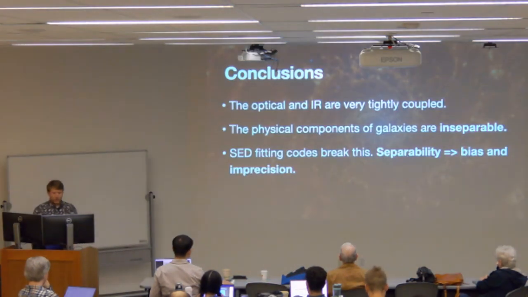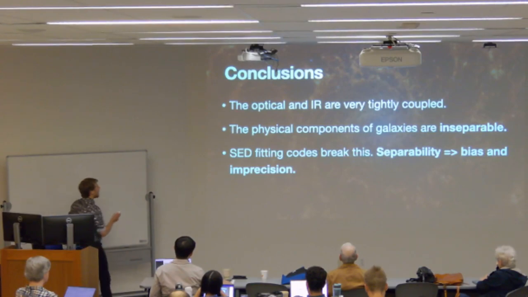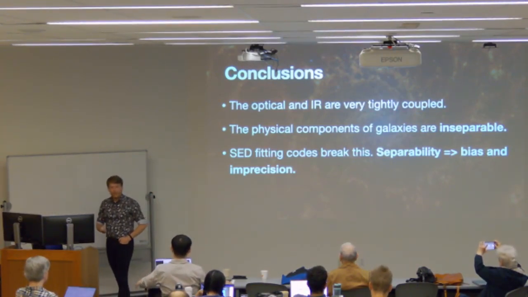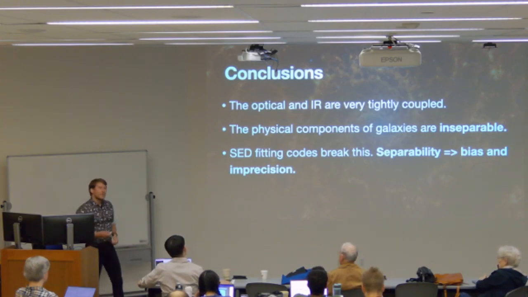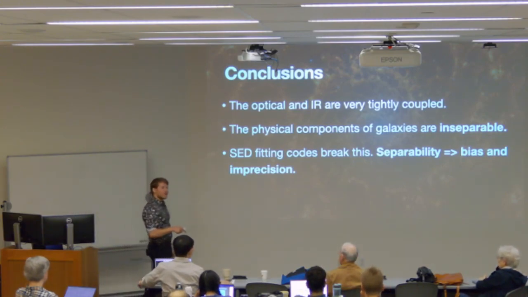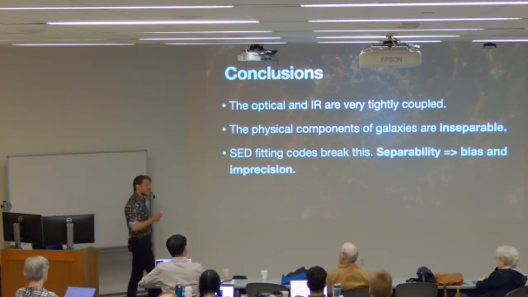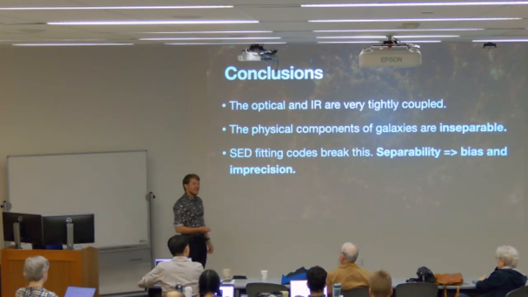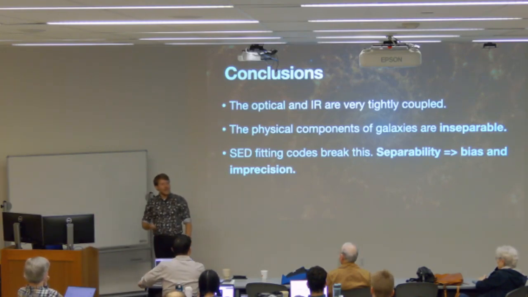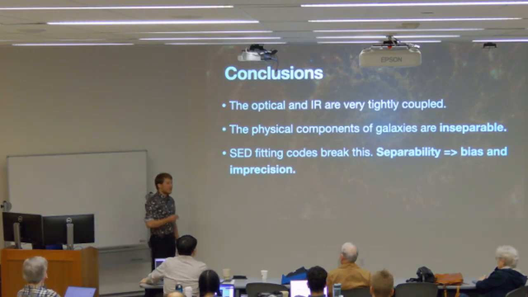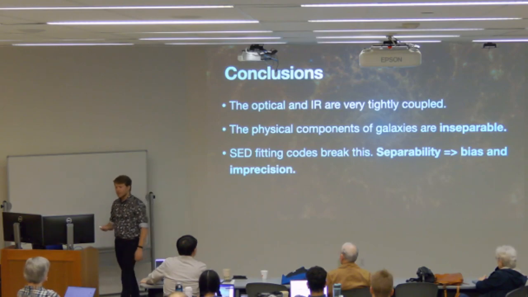So, to conclude on this, the optical and the IR are very, very tightly coupled. It's really important, and the reason why that's so important is that it tells you that the physical components of the galaxy are very, very tightly coupled as well. This is really important because there is not a single SED fitting code in the world that does not break this assumption, and that leads to imprecision and biases in the inferred parameters that you get from SED fitting codes.